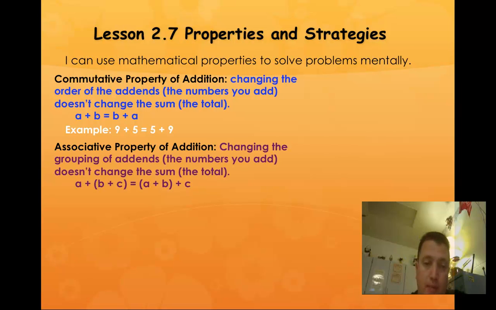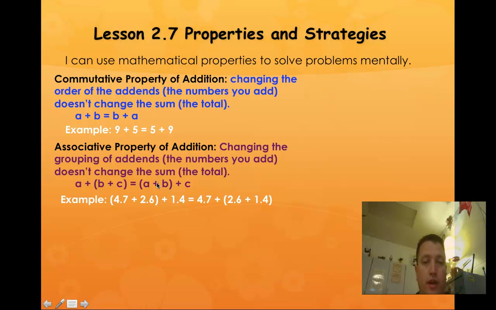For the associative property of addition, it says changing the grouping of addends, the numbers you add, doesn't change the sum, which is the total. What that really means is you can play around with the order in an addition string like this. It's not going to change the outcome of the answer. Sometimes when we regroup, it really helps.